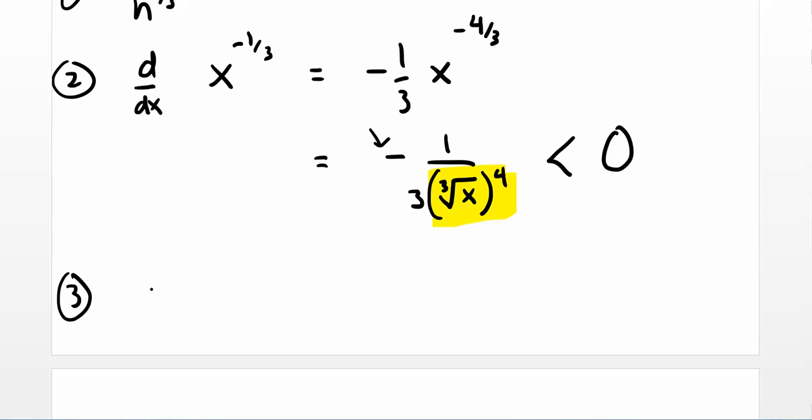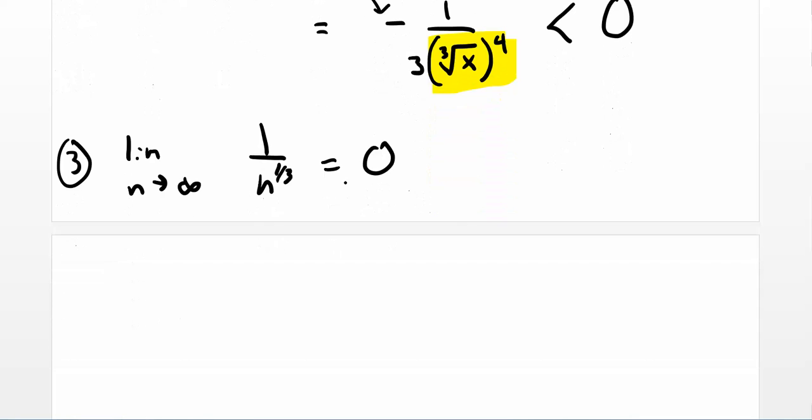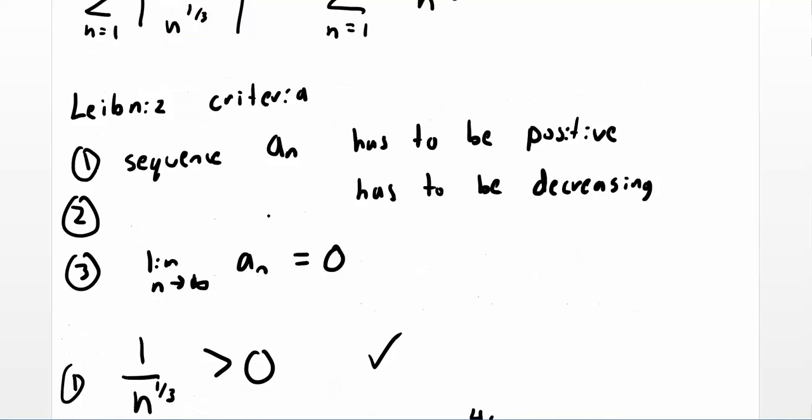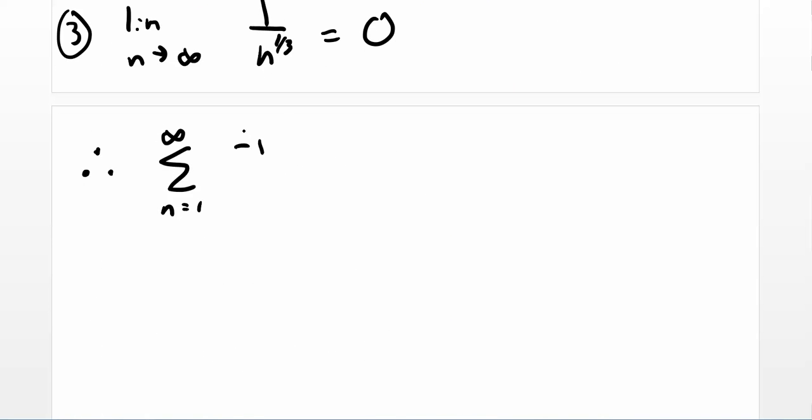And 3, the limit as n goes to infinity of 1 over n to the third. Well, this is, of course, 0. So what does this mean? Our series, n equals 1 to infinity, our original problem, negative 1 to the n, divided by n to the 1/3, converges conditionally.